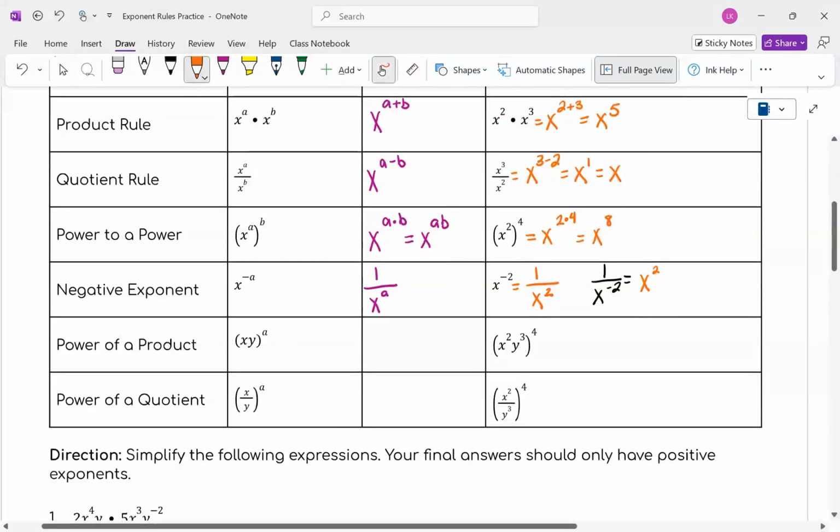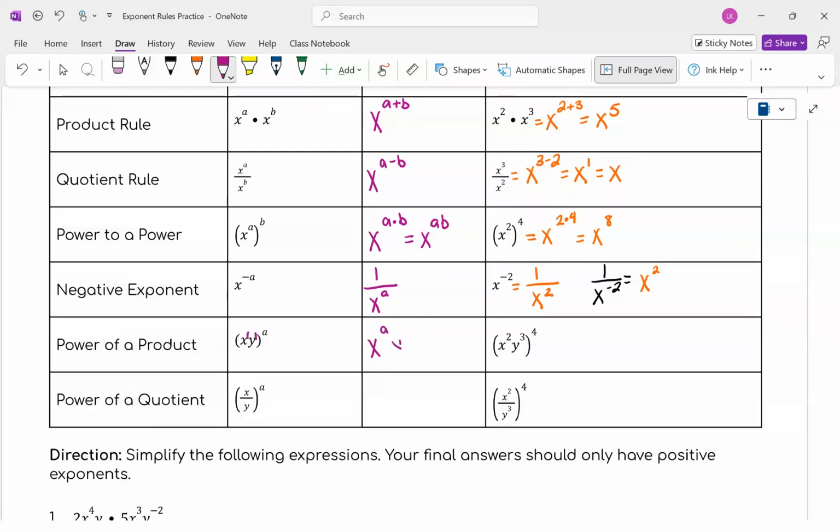Power of a product, if you have something where you have x times y to the a, this is an example where you have a little invisible 1 here and here. And so the same thing happens as with a power to a power. So this is going to become x to the a, y to the a, because you're just multiplying 1 times a. So in our example where we have x squared, y to the 3rd, and all of that being raised to the 4th, this is the same thing as saying x to the 2 times 4, y to the 3 times 4. 2 times 4 is 8. 3 times 4 is 12. And you're done.